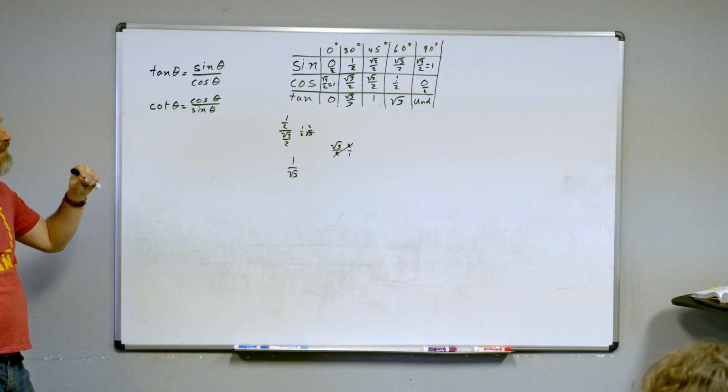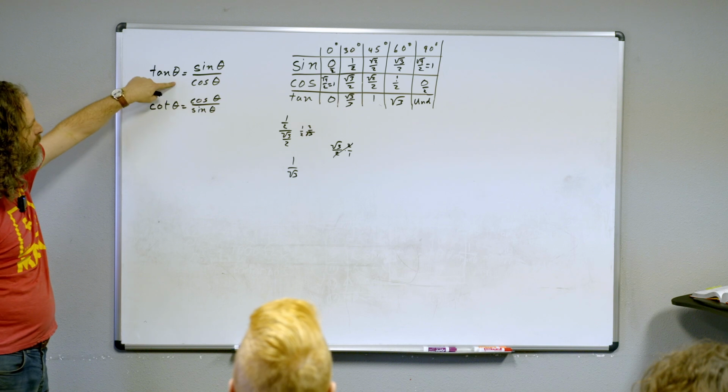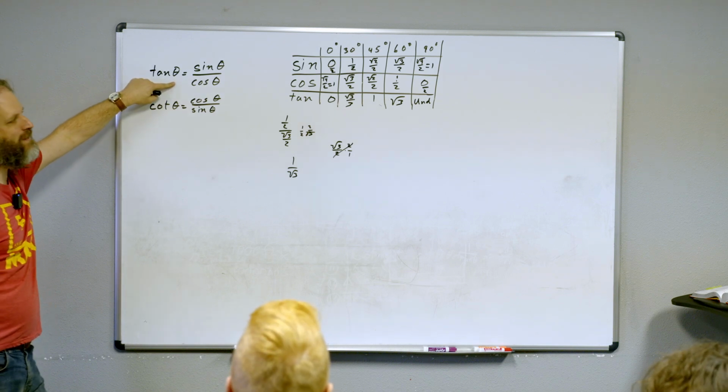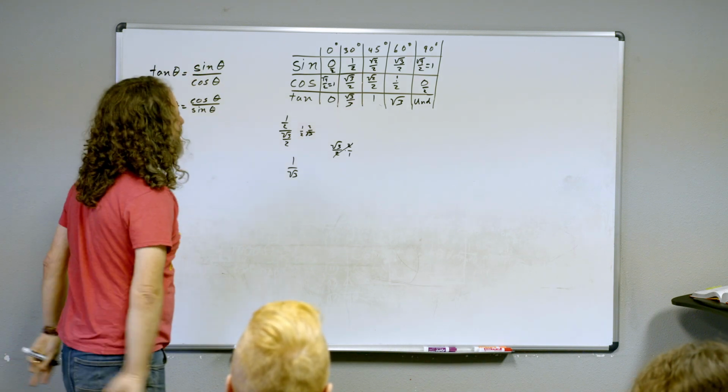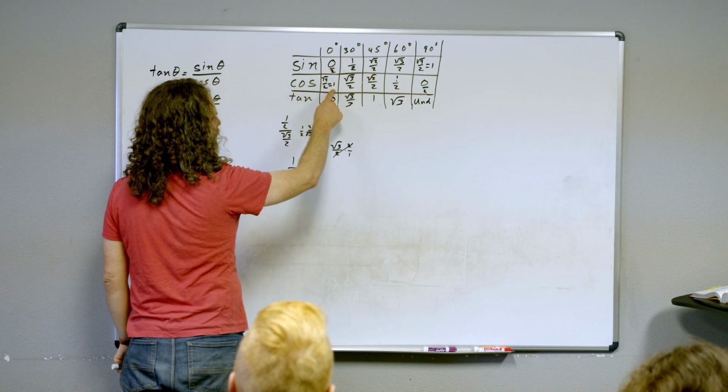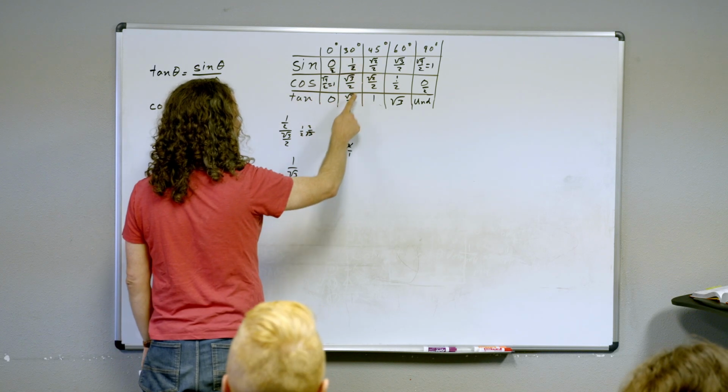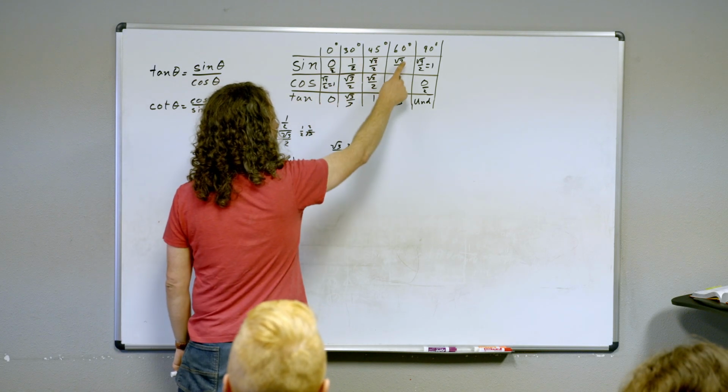Don't freak yourself out. You've got to memorize this. You can memorize that. That's easy. Tangent is sine over cosine. And then 0 divided by 1 is 0. This divided by this is this. This divided by this is this. This divided by this is this.